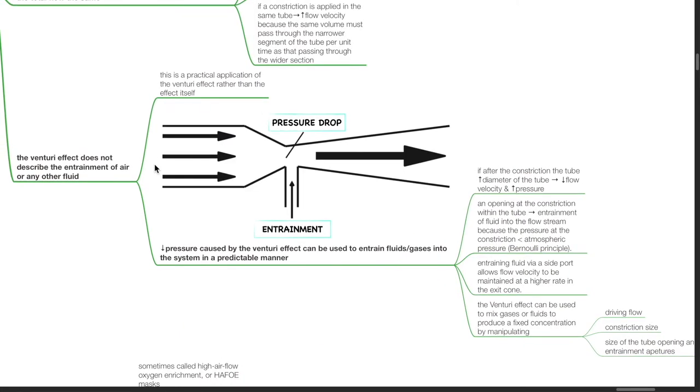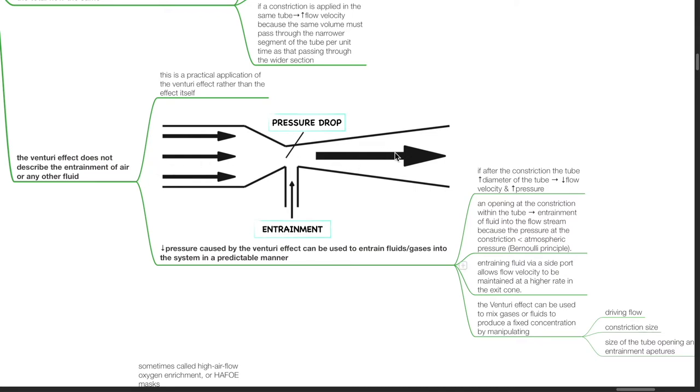The Venturi effect does not describe the entrainment of air or any other fluid. This is a practical application of the Venturi effect, rather than the effect itself. Reduced pressure caused by the Venturi effect can be used to entrain fluids or gases into the system in a predictable manner. If after the constriction of the tube, there is an increase in the diameter of the tube, there is a reduction in flow velocity and increase in pressure.